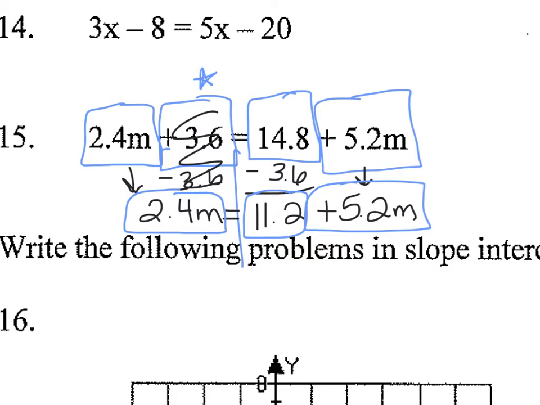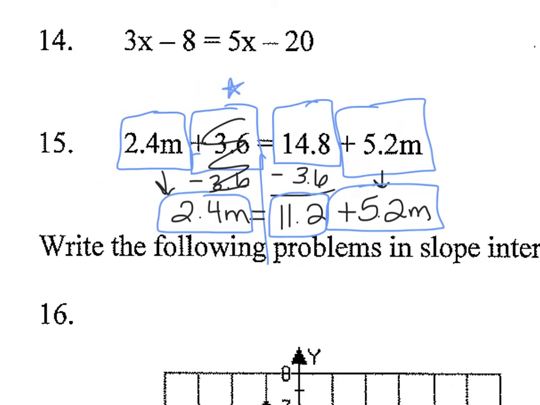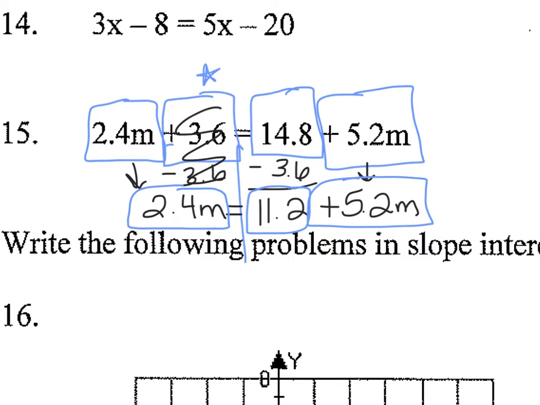Now I can't move the 2.4 because it's by itself on that side of the equal sign. And I can't move the 11.2 because it doesn't have an m on it. I need something that can be combined with the 2.4. So I can only move this 5.2. Since it has a plus sign in front, I'm going to do the opposite to get rid of it. So subtract 5.2m.